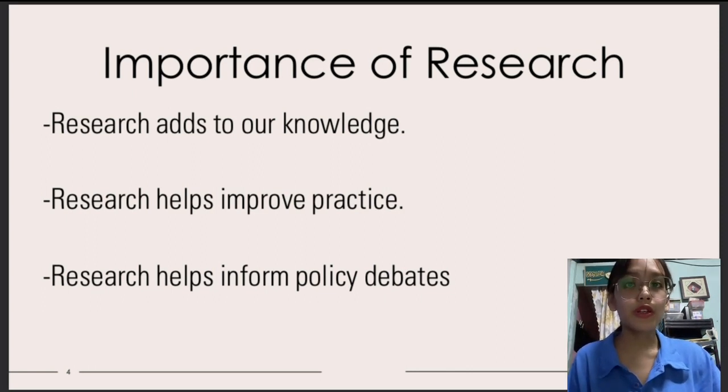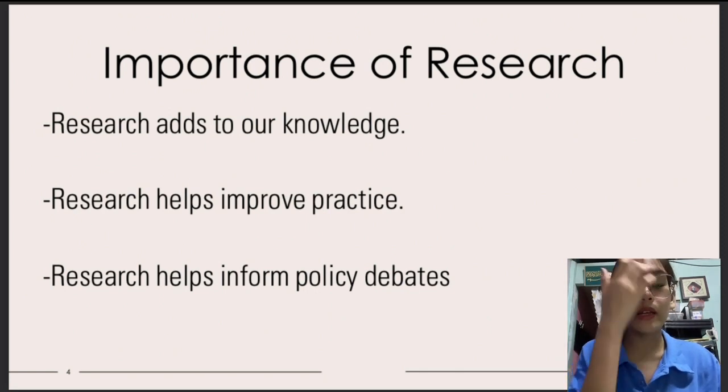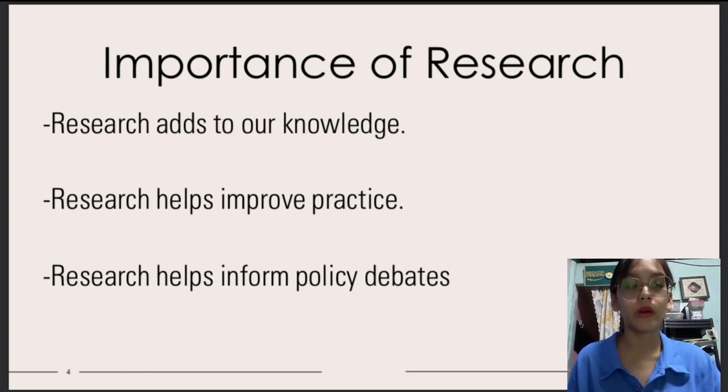Number 2, research helps improve practice. So, research provides evidence-based insights that can inform and improve practices in various fields such as healthcare, education, and business. So by conducting research, professionals can identify effective strategies, best practices, and areas for improvement that could lead to a better outcome and higher quality of services.